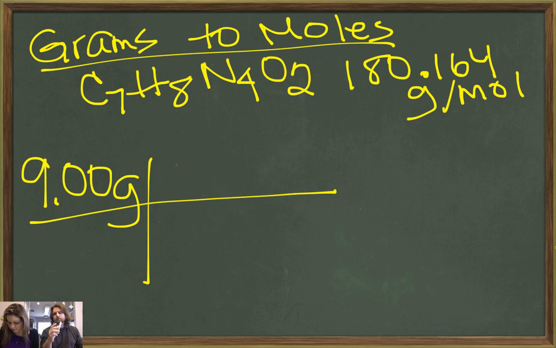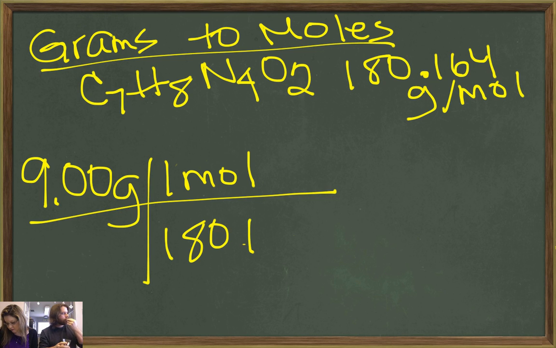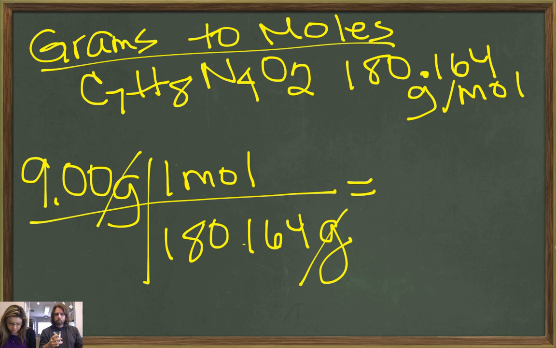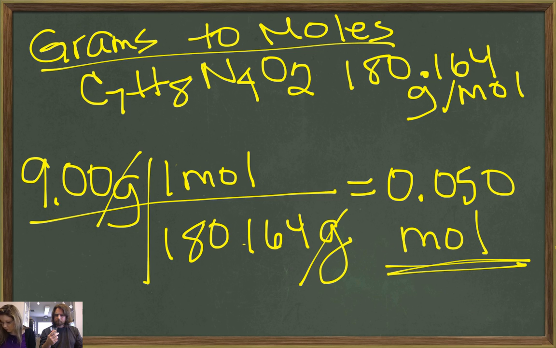There are 9 grams, so 9 grams, 1 mole in the numerator, 180.164 grams in the denominator. They cancel, and I'm left with 0.050 moles, again, remember your sig figs. You got that by multiplying the 2 top numbers together, divided by the bottom number. Yep, divided by molar mass.